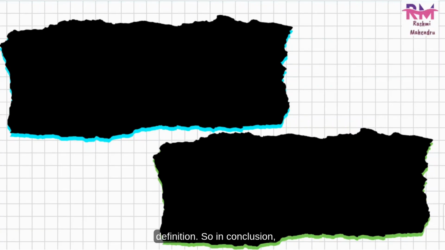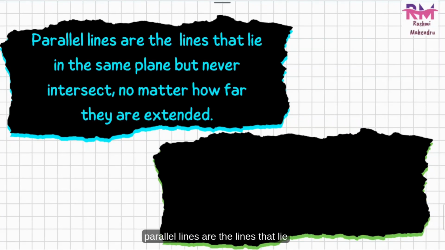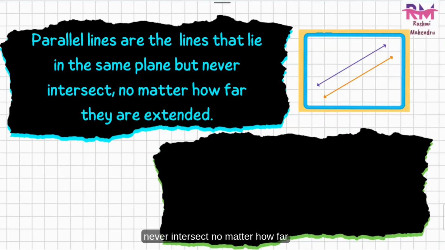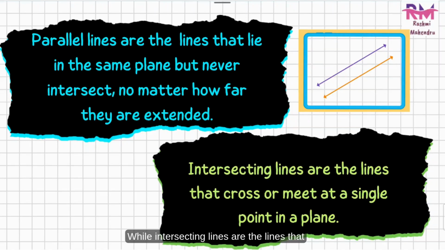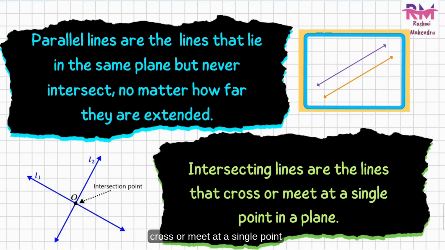So in conclusion, parallel lines are the lines that lie in the same plane but never intersect no matter how far they are extended. While intersecting lines are the lines that cross or meet at a single point in a plane.